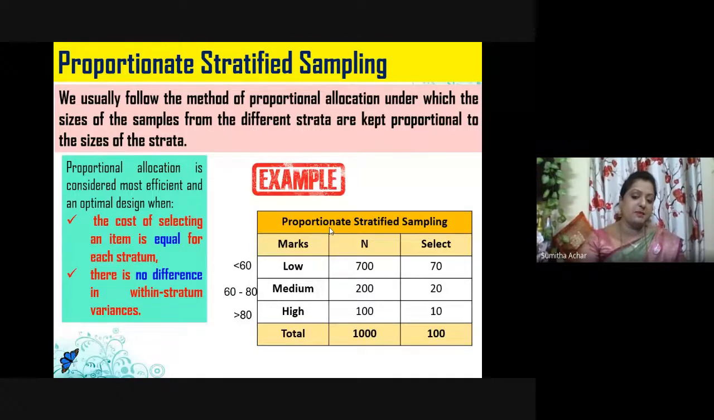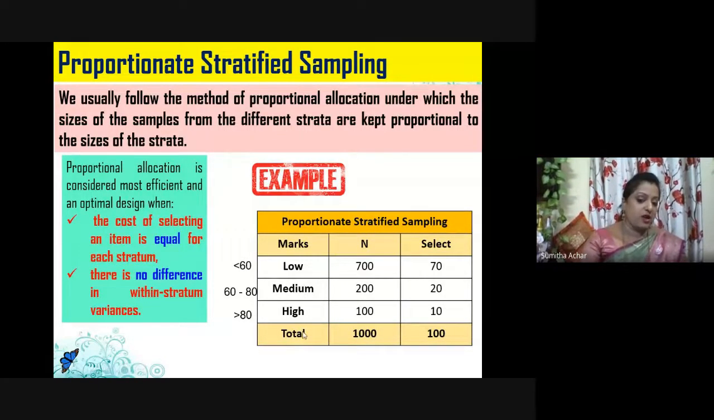So proportionate sampling. Say, for example, I have 1,000 students, and I have categorized their grade as low grade, medium grade and high grade. I have 700 students under low grade, 200 students under medium grade and 100 students under high grade. Now, did I put them under three strata here? Strata 1 is low grade, strata 2 is medium grade, and strata 3 is high grade.